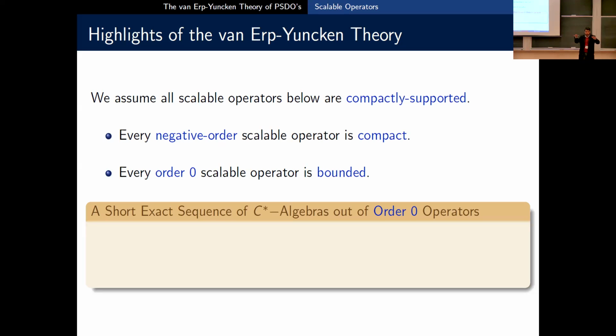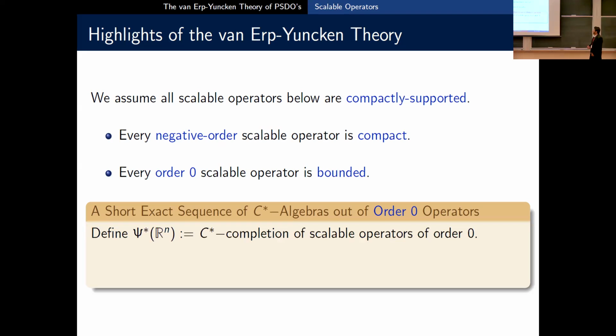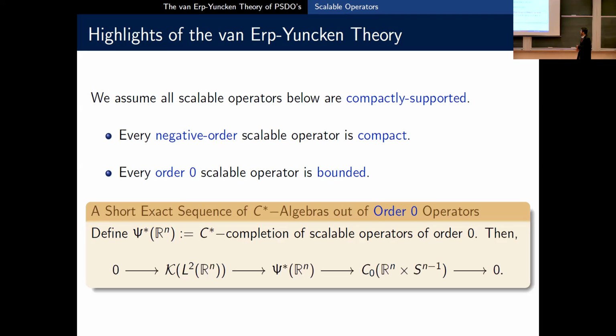Okay. And all in all, I get a short exact sequence of C star algebras which beautifully sums up the entire theory. If I consider psi star as the C star completion of my order 0 operators, what I'll have is a short exact sequence, but the first term comes from the completion of the negative order operators, the second term comes from the completion of the order 0 operators, the third term is like a principal symbol, what you naively have in the classical theory. Okay, so that's the entire gist of what I am talking about here.